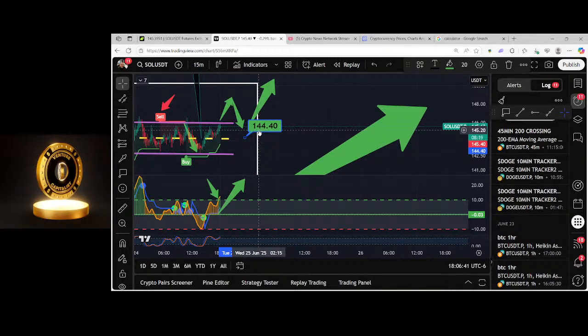Okay? Keep saying that in your head. I want to buy a pullback. Right? That's what you want to buy. I want to buy the pullback.